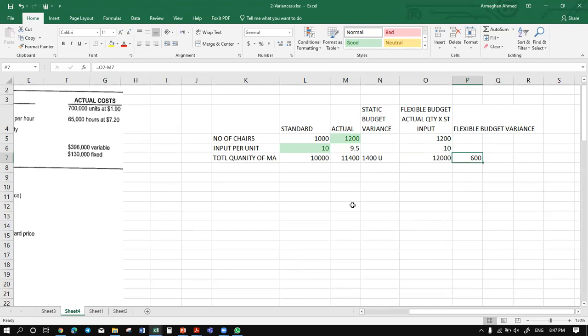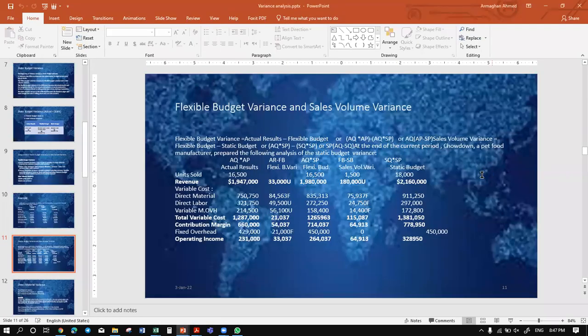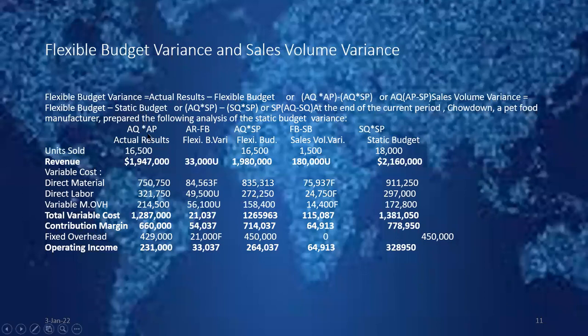No, no, I understand. Sir, this is basically the flexible budget and variance. Here we have calculated the flexible budget variance, right? Here, basically, how much quantity did we have? Actual results were 16,500 units, whereas the standard units were 18,000 units. So actual were 16,500, whereas standard units were 18,000.